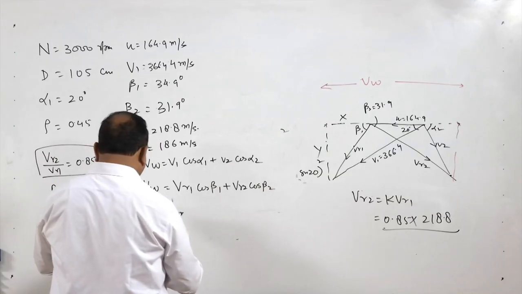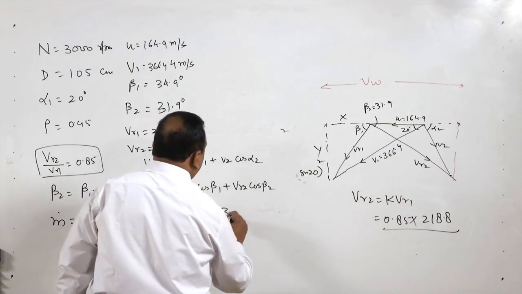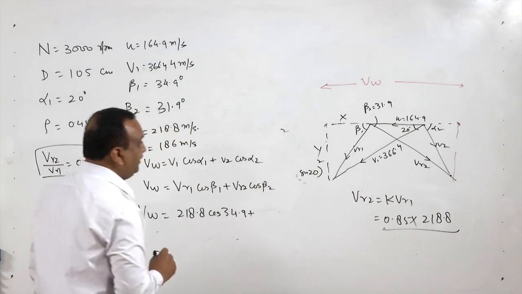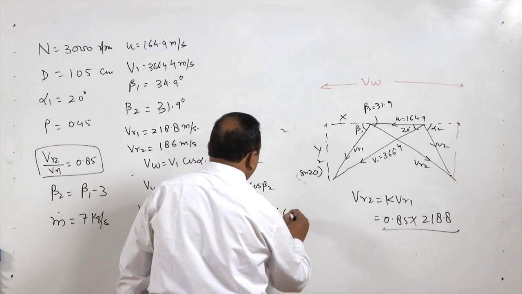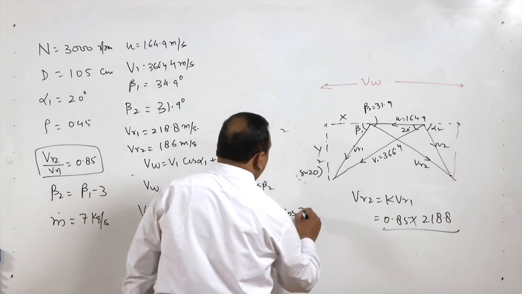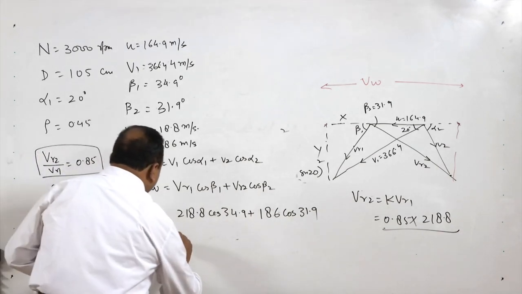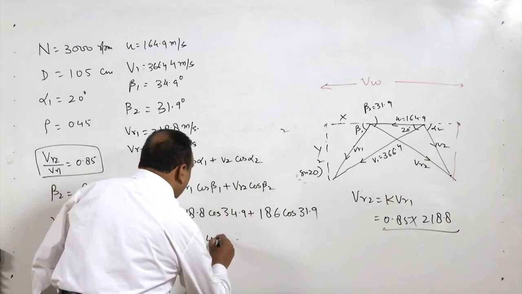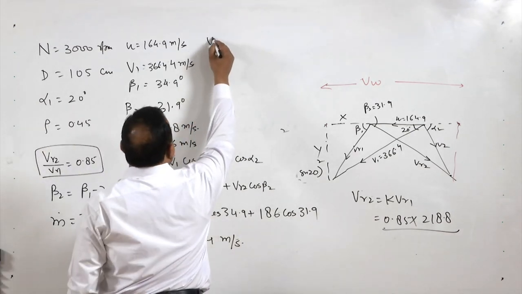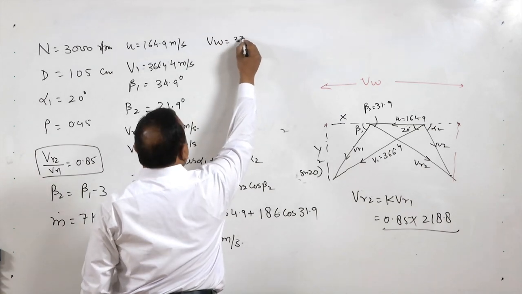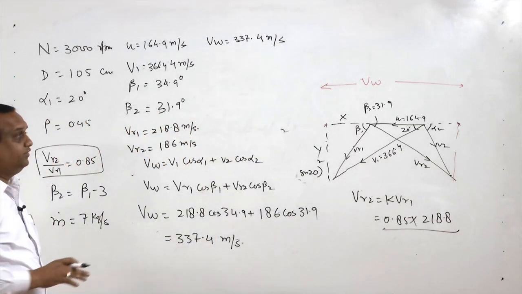So, Vr1 is 218.8 cos 34.9 plus Vr2, 186 cos 31.9, and this gives the value of Vw as 337.4 meters per second. We will note it down here. Vw is equal to 337.4 meters per second. This is the whirl component of the velocity.